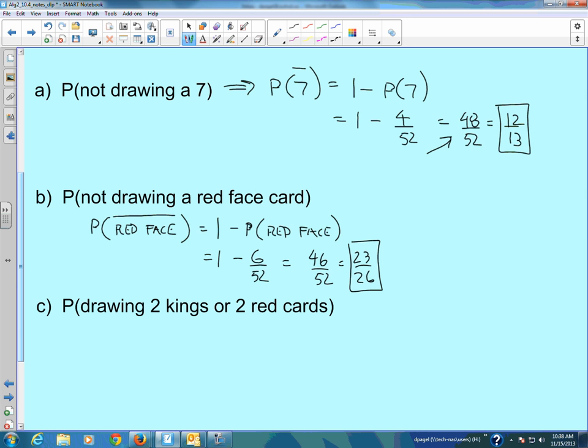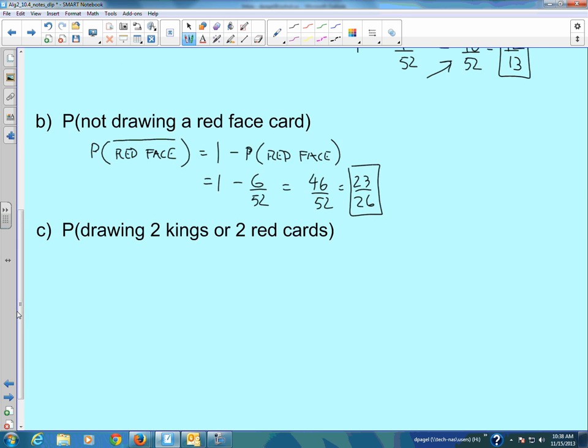Okay, then we finally get to a situation where I've been pulling one card at a time out. When I'm going to be pulling groups of items out, I have to think combinations, permutations. And here we're going to see that actually happen. So now I'm going to say probability of drawing 2 kings or 2 red cards.